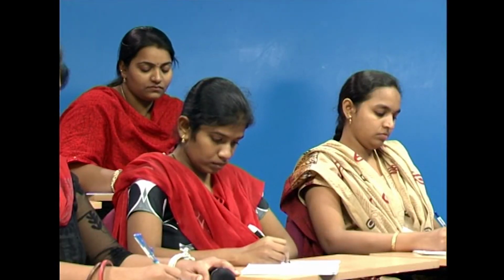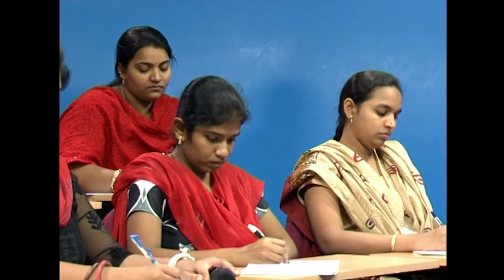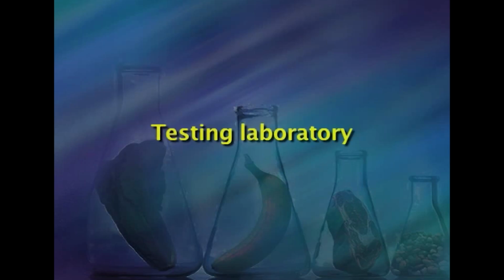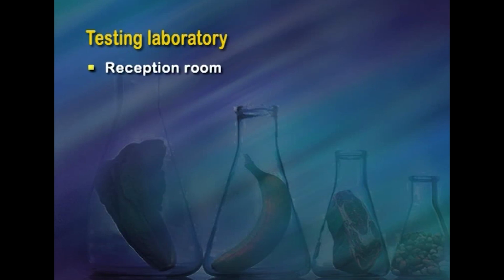Now we will see the food sample evaluation. Mainly, we need a testing laboratory. So what all should be required under this? It should consist of 5 separate units. The reception room, where the panel members meet the person in charge of the laboratory and get acquainted with the type of the samples to be tested.